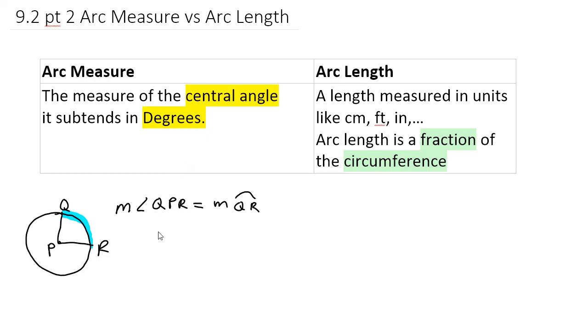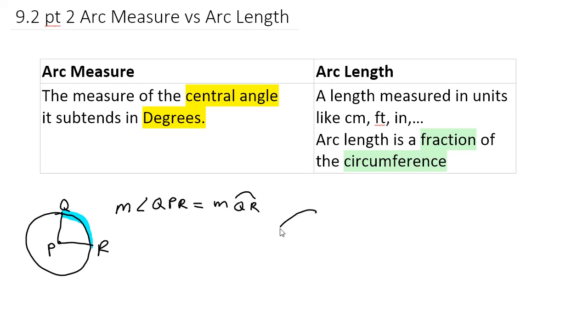Now, the measurement of an arc is in degrees because that's the same exact thing as the measure of the central angle. Now, here we have the arc length. The arc length is different because it is measured in units such as centimeters, feet, inches, and so on. Think of the arc length as a fraction of the circumference.